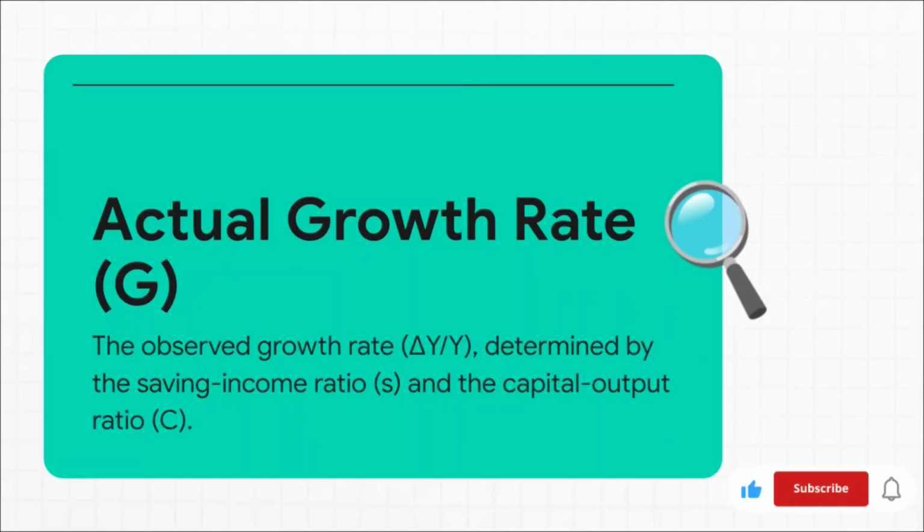First up, we've got the actual growth rate, which we just call G. This one's pretty simple. It's the real growth we actually see happening, the one you hear about in the news, based on GDP numbers. Harrod said this rate really depends on 2 main things: S, which is how much we as a country save, and C, the capital output ratio. That C just means how much capital, how many rupees of investment, do you need to produce 1 rupee of output.